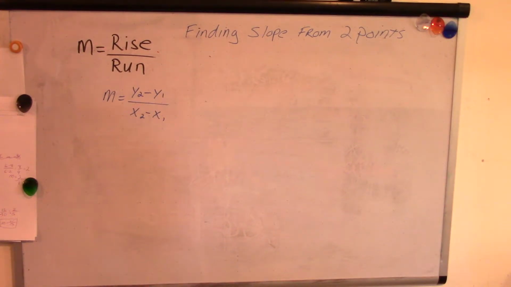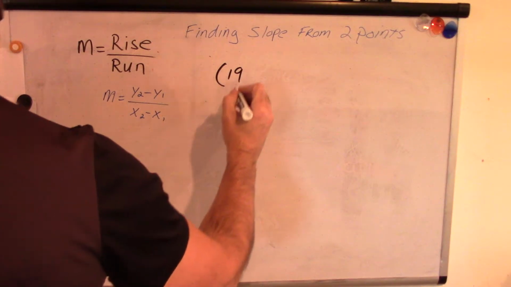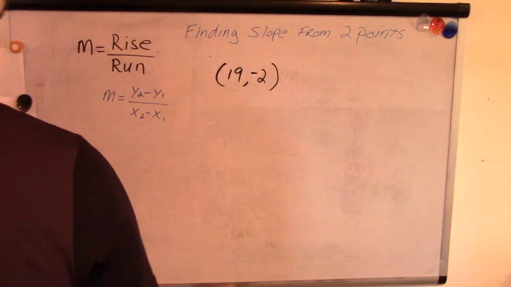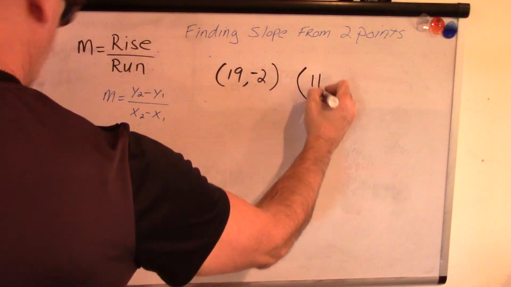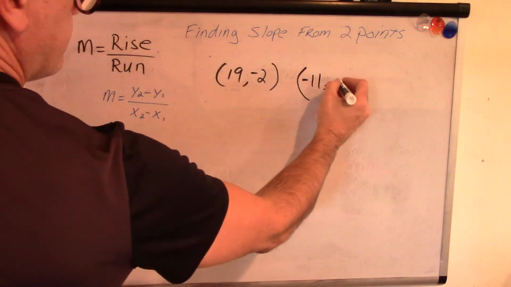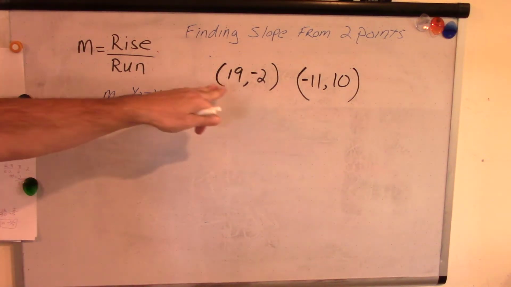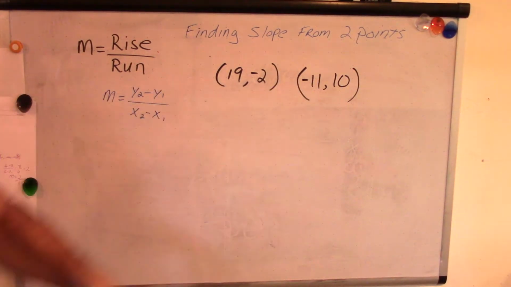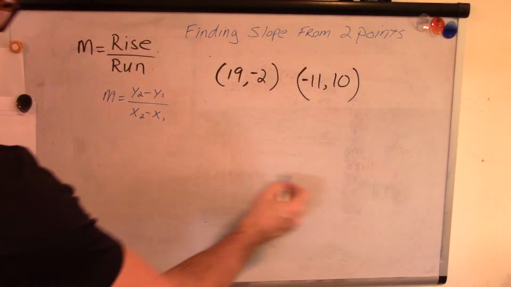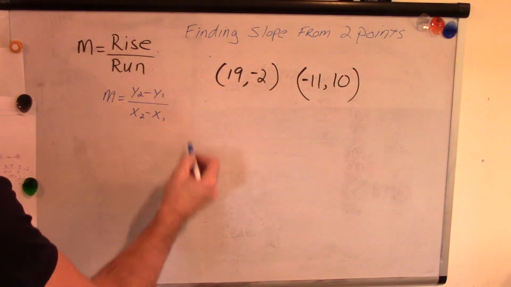Let's try something like this. Let's say we have the point of 19 and negative 2. That's 1 point. And on this line there's another point of negative 11, 10. Okay? So we've got 2 points: 19, negative 2, and negative 11, 10. So again, there's some graph somewhere. It's 19 over, 2 down, and then negative 11 over and 10 up.